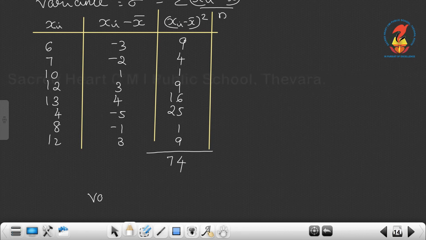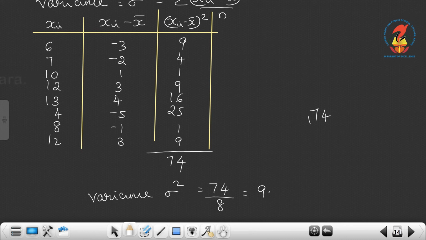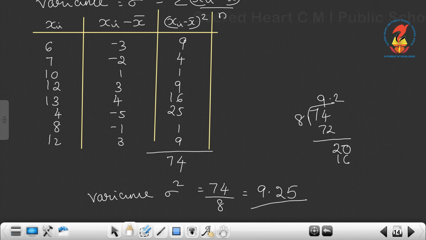So variance sigma square is equal to 74 by the total number of observations, that's equal to 8. So 74 by 8 means 9.25 is the variance. Standard deviation means the square root of this number.